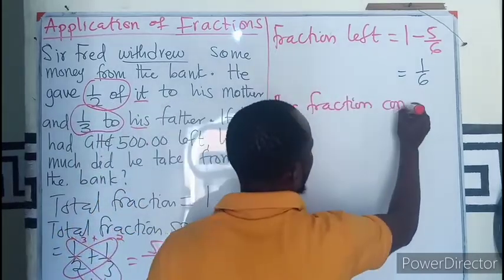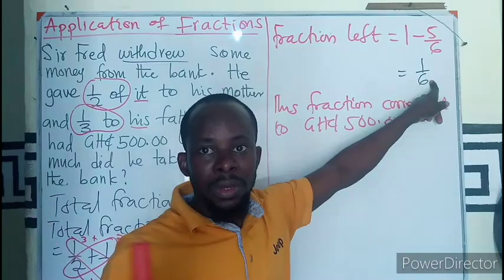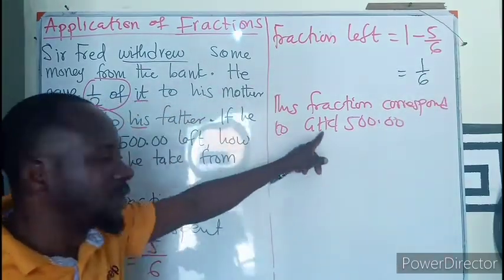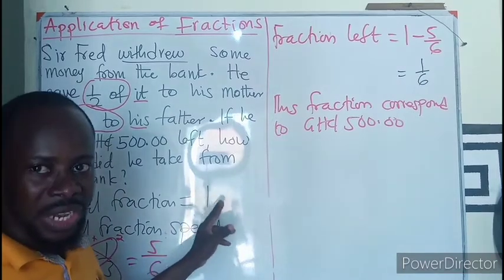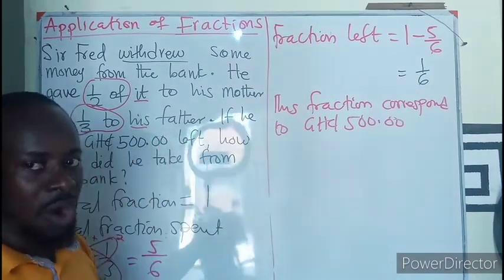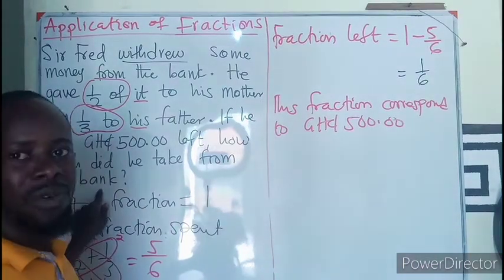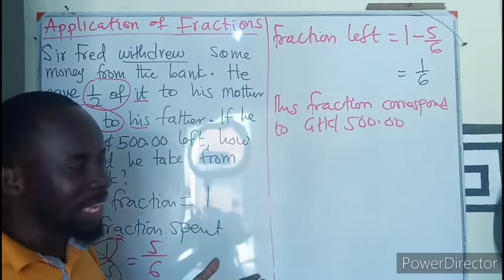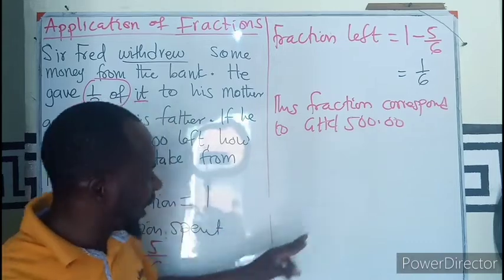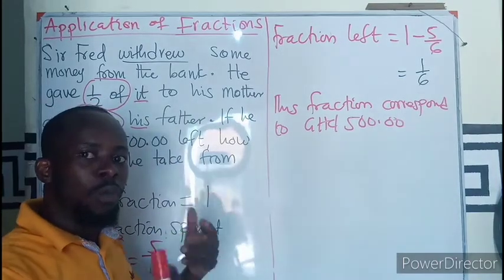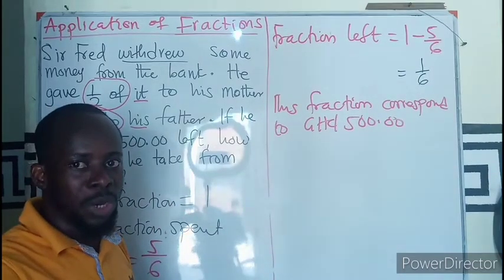So this fraction corresponds to this amount. We can say that this is the fraction left. It will be equal to the amount left. So they are the same. Then this is going to be the total fraction or total division of our money. So this total will also equal the amount taken from the bank. So we can do a proportion here. If this fraction is equivalent to this, then it means that 1 as a total fraction will be equivalent to the total amount withdrawn. I mean, to get a proportion.